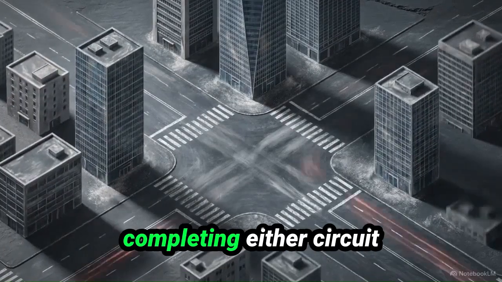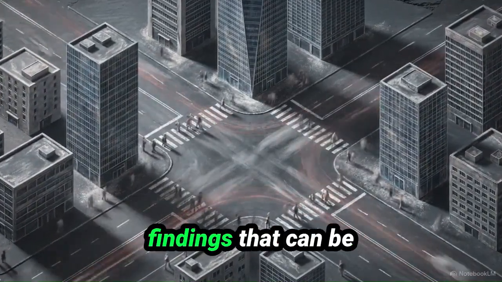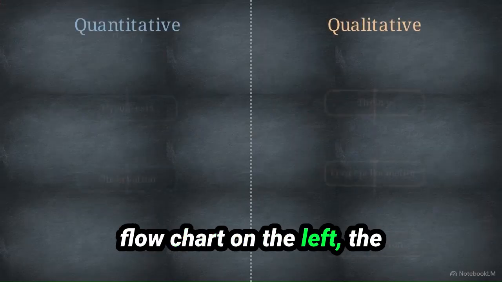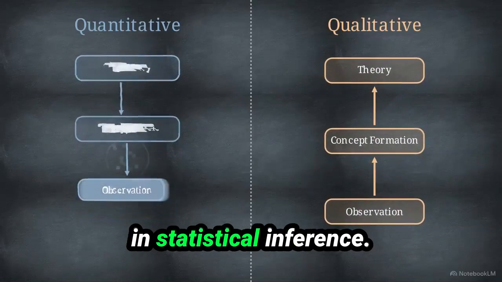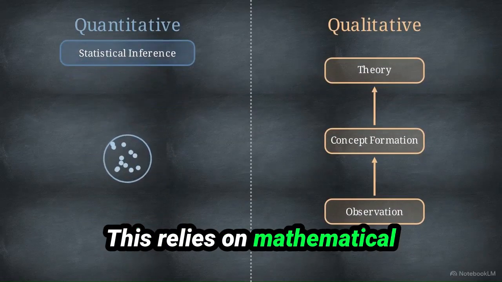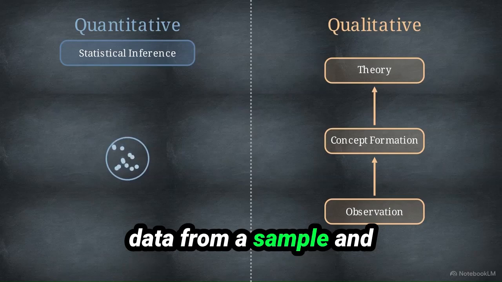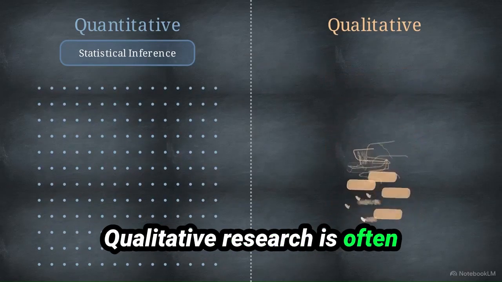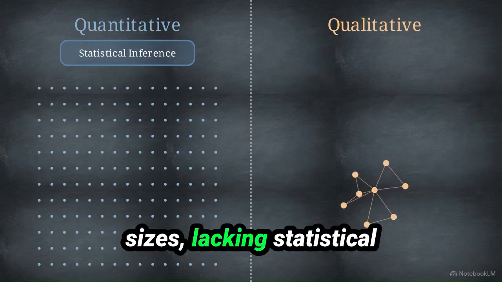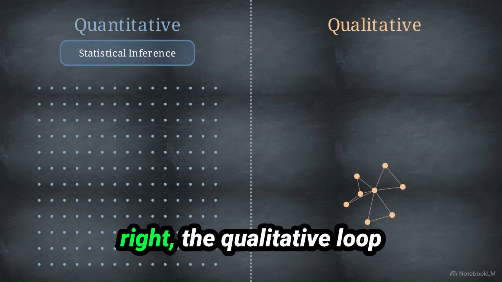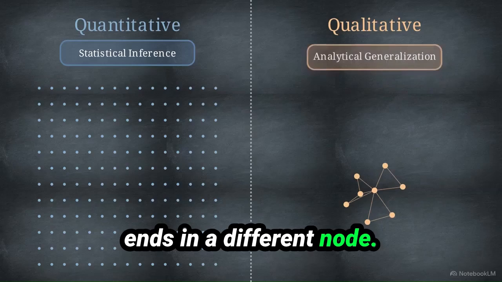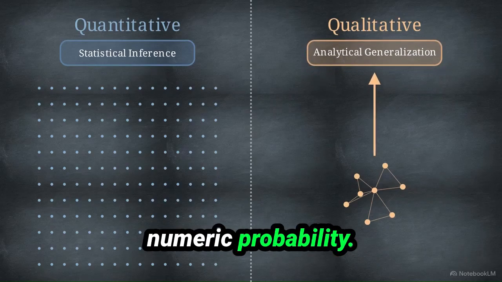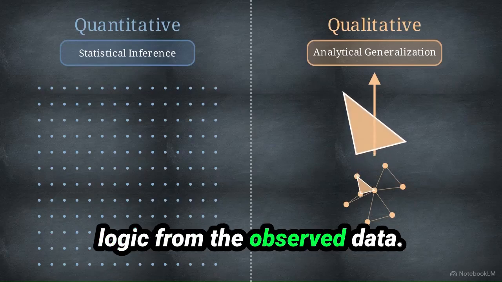The ultimate goal of completing either circuit is to output research findings that can be generalized to the real world. Looking at the split-screen flowchart on the left, the quantitative vector terminates in statistical inference. This relies on mathematical probability, taking numeric data from a sample and extrapolating it to represent a larger population. Qualitative research is often criticized for small sample sizes lacking statistical probability. But on the right, the qualitative loop ends in a different node, analytical generalization. This doesn't extract numeric probability. It extracts core conceptual logic from the observed data.